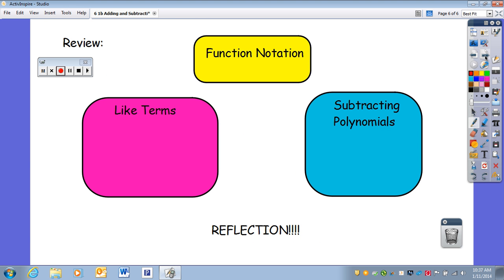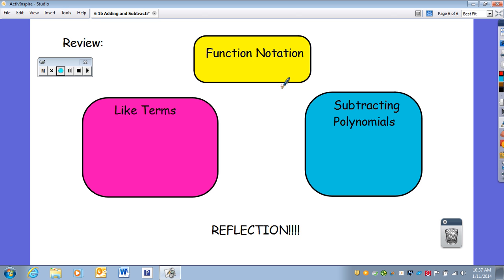When you are adding or subtracting polynomials, the first thing to remember is that if our polynomials are in function form, it's the same as what we've been working on, just different vocabulary. When you are subtracting polynomials, be sure to distribute that negative sign. And then we are going to combine like terms, which is to add them together.